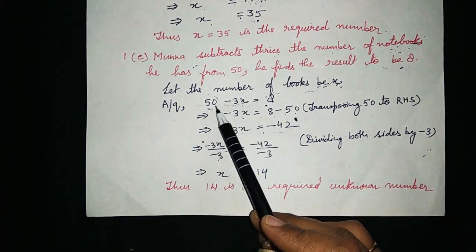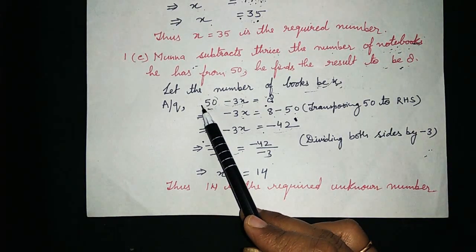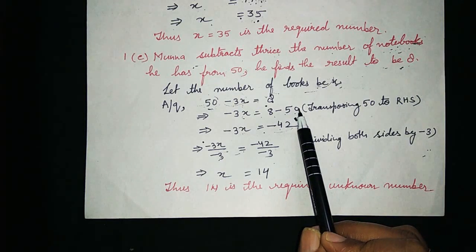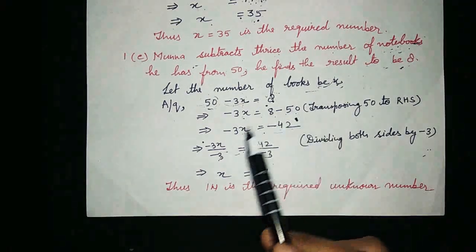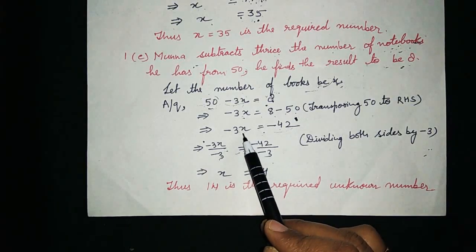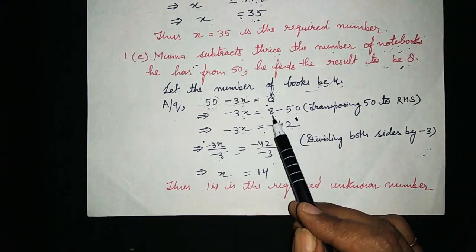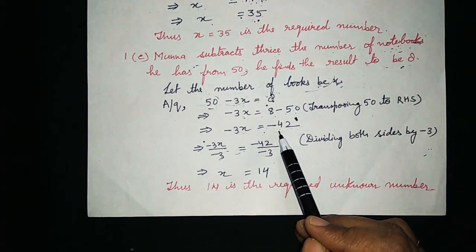This plus 50 you will transpose from left hand side to right hand side. Okay. So in the next step you will get minus 3X is equals to, if you subtract 50 from 8 you will get minus 42.